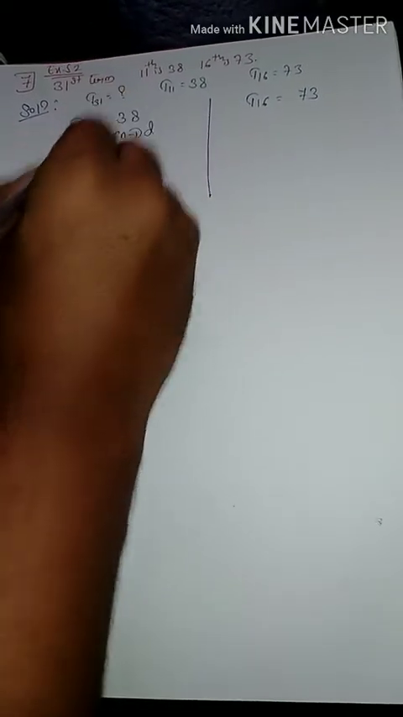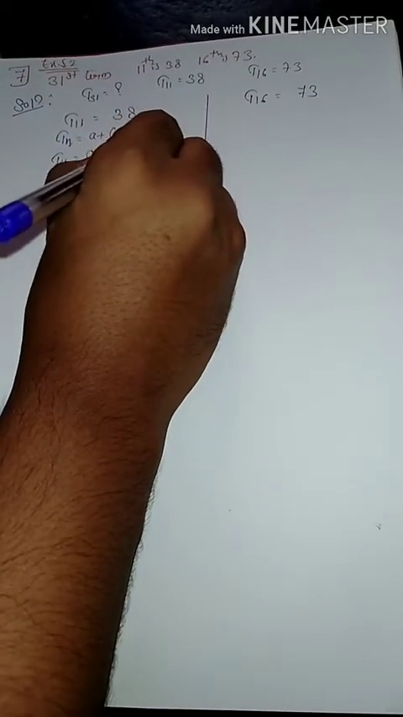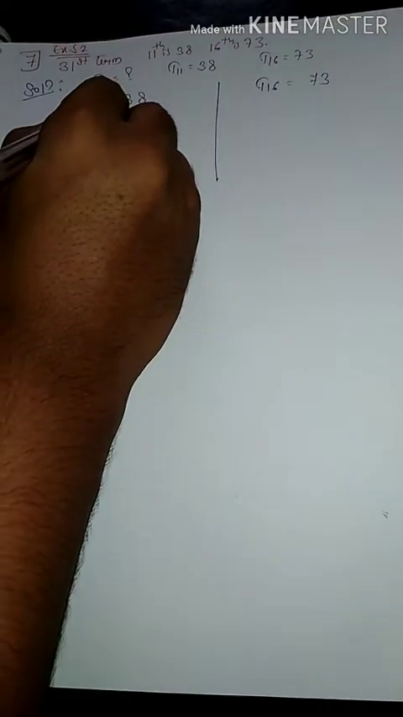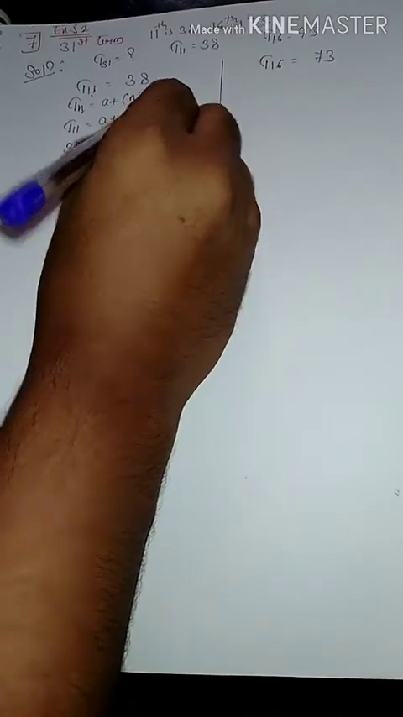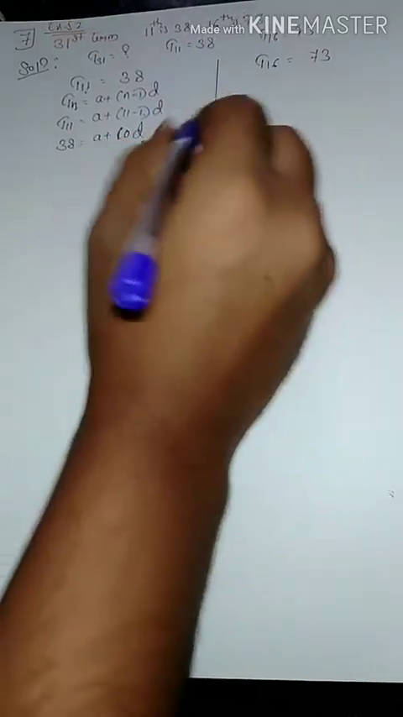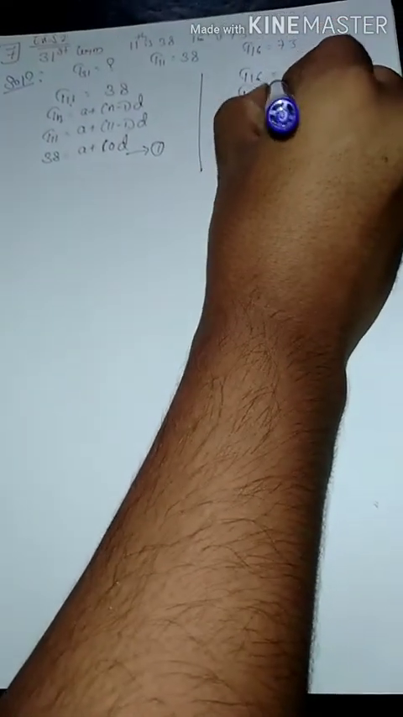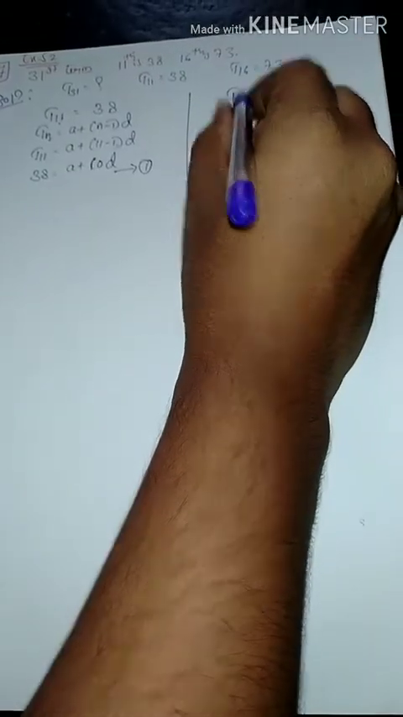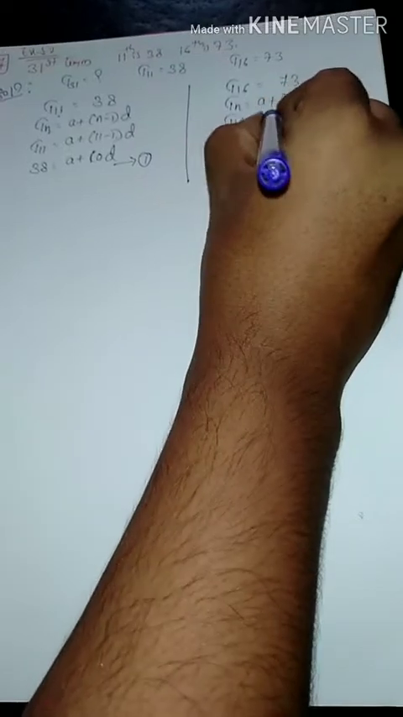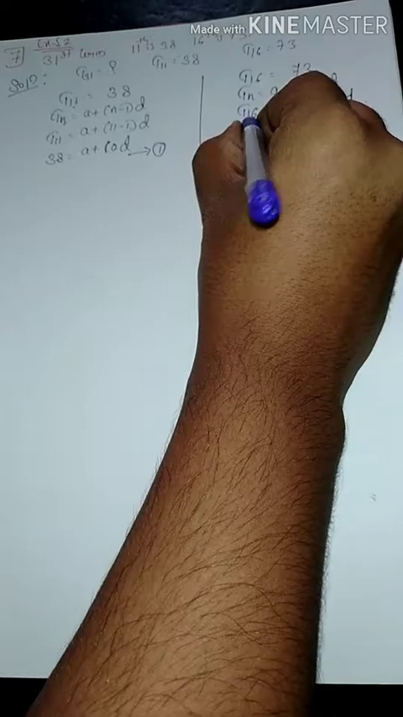Here n is 11. So T11 is equal to A plus 11 minus 1 into D. But T11 is given as 38. So 38 is equal to A plus 11 minus 1, which is 10D. 38 is equal to A plus 10D, equation number 1. Again T16 is equal to 73. Tn is equal to A plus n minus 1 into D, so n is equal to 16 here. T16 is equal to A plus 16 minus 1 into D. T16 is how much? 73.